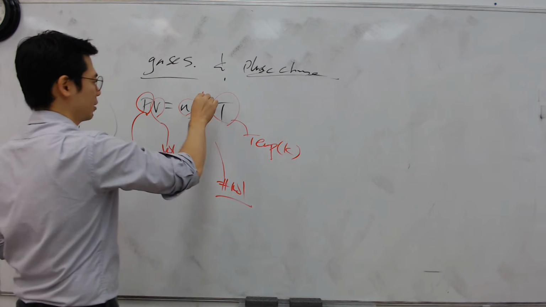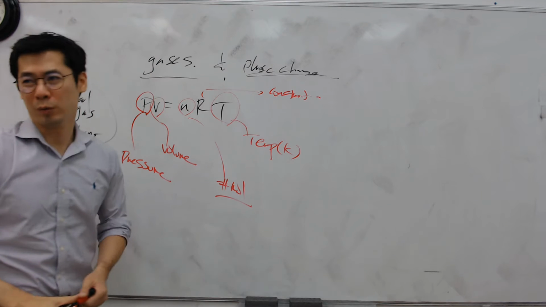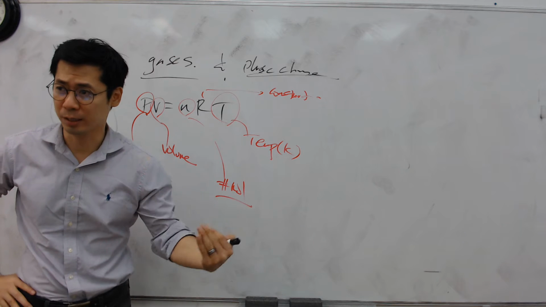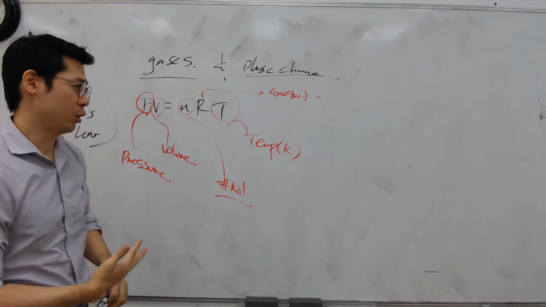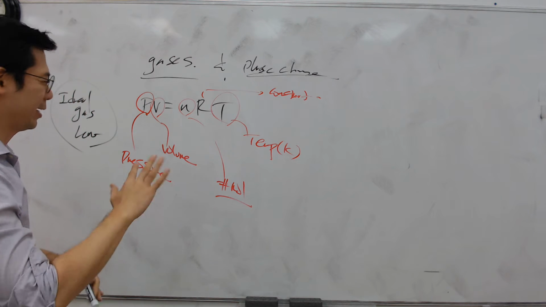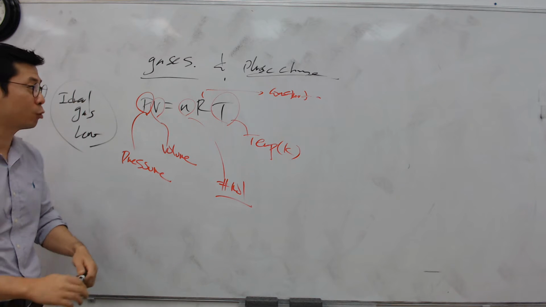R is a constant. It's a number. So keep in mind, guys, what's the purpose of a constant in a reaction? You've got to ask yourself that. I'm not going to teach you math, by the way. The constant is there to give the equation an equal sign.